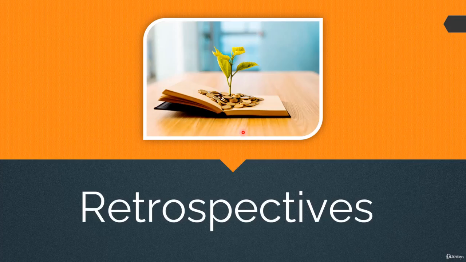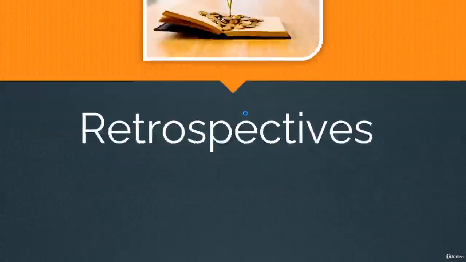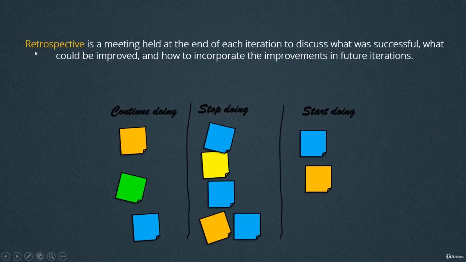At the end of each sprint, we should hold a meeting that's called a retrospective meeting. In this meeting, we begin to evaluate our performance throughout this sprint or this iteration in order to work in a better way in future iterations. So like we see here, a retrospective is a meeting that's held at the end of each iteration to discuss what was successful, what could be improved, and how to incorporate the improvements in future iterations.